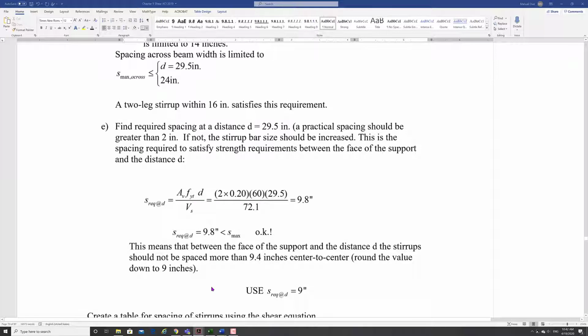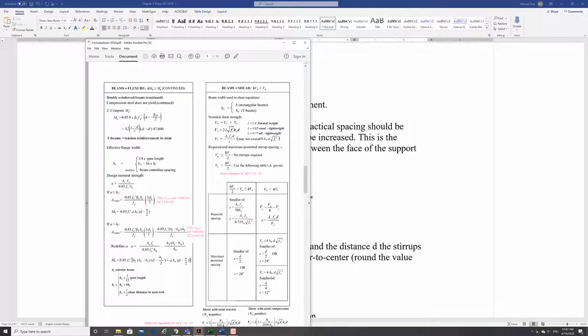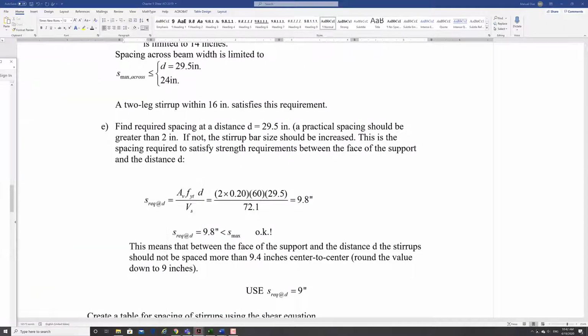Then what are we missing? I have done my check here for my maximum. I have checked my minimums. But I'm missing my required spacing, this one. So I need to check that one. All right, so let me check that one. Find my required spacing. I'm using number 4 stirrups. That gives me 9.8. This is 9.8.